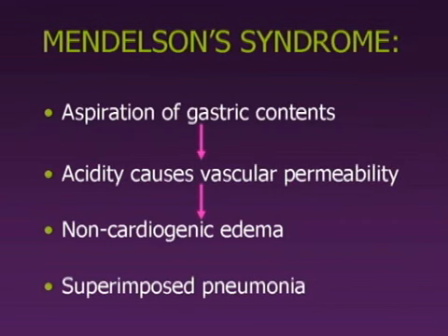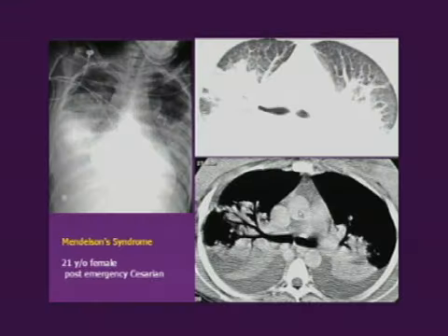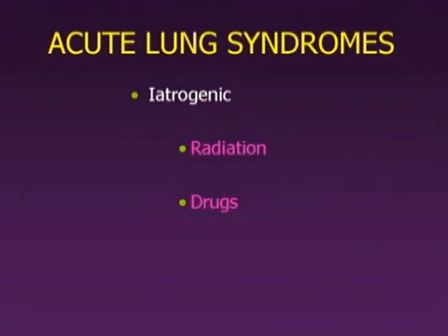Mendelson's syndrome describes the aspiration of gastric contents. The acidity of the gastric contents causes vascular permeability and non-cardiogenic edema, as we just saw. Typically, there may be a superimposed pneumonia forming. This is a young woman who just had an emergency cesarean section, and aspiration occurred, and we have dense consolidation, pleural effusions.